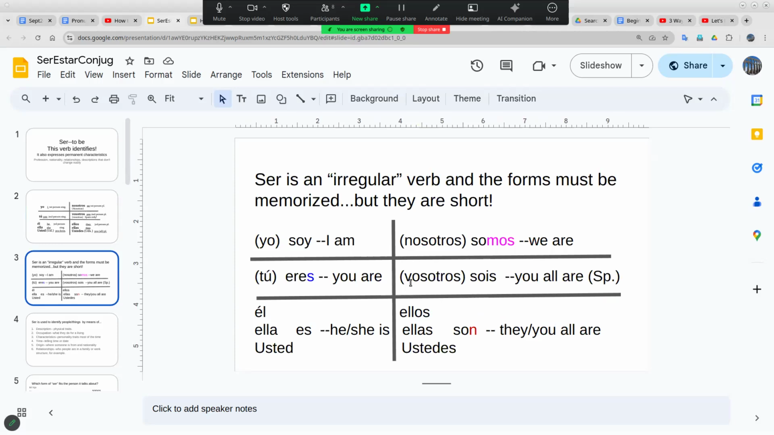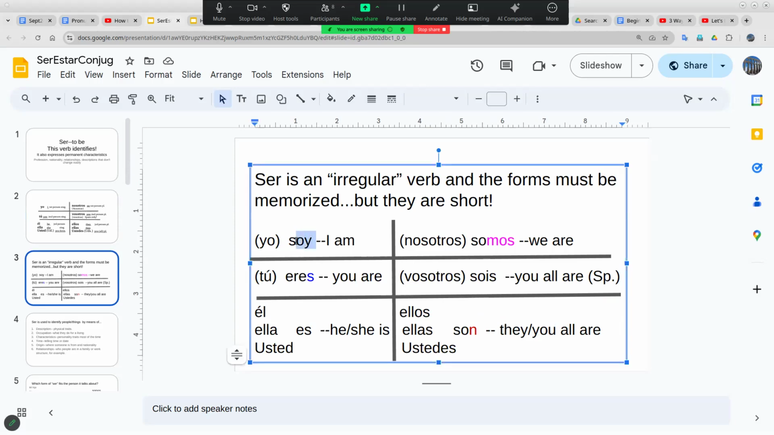This is not the context of why we use it. It is the forms of ser. To talk about myself, I have to use soy. Soy, all by itself, even without the yo, is I am. You can say yo soy. It is okay to say it that way. Yo soy. Right? But it makes it sound more emphatic.